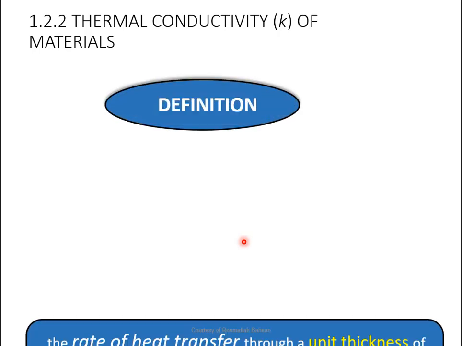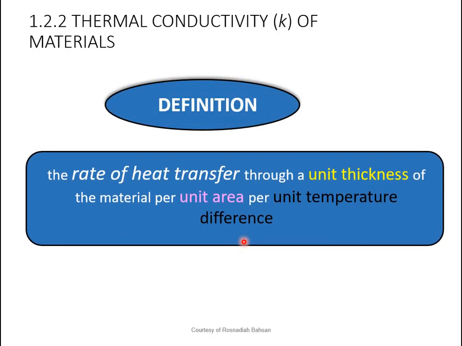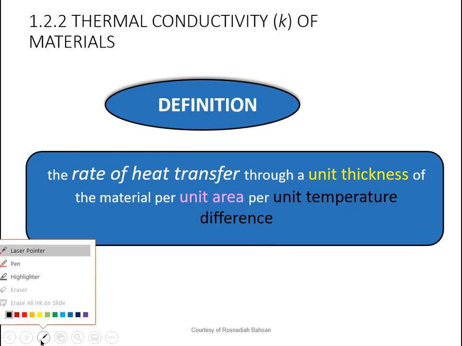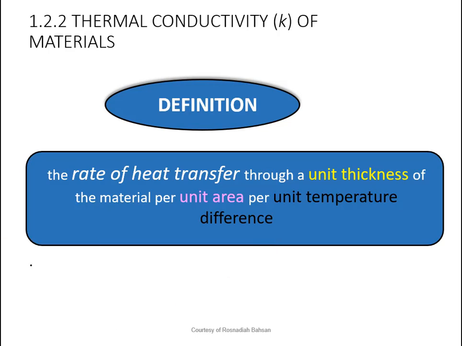Thermal conductivity is the rate of heat transfer through a unit thickness of material, per unit area, per unit temperature difference. So this is basically a definition based on unit: watt per meter degree C, per unit area, per unit temperature.